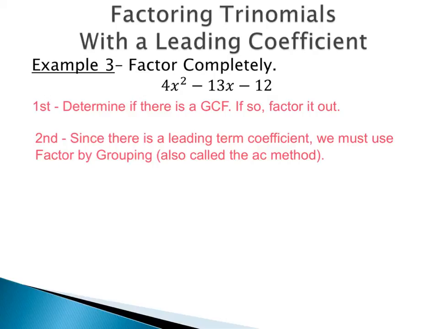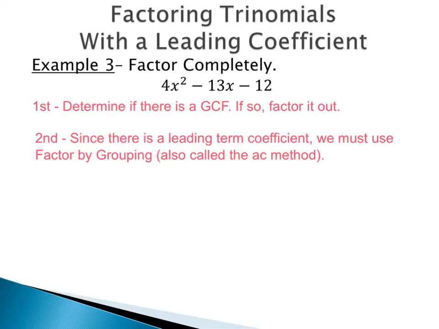This is not a perfect square trinomial, although my first term looks like a perfect square, 4x squared. I can rewrite that as 2x in terms of a. But then the 12 is definitely not a perfect square, so it's not a perfect square trinomial. So now we have the situation where we still need to try to factor it. We have a leading term coefficient, we don't have a greatest common factor. So what we do is we use factor by grouping, or sometimes called the AC method.